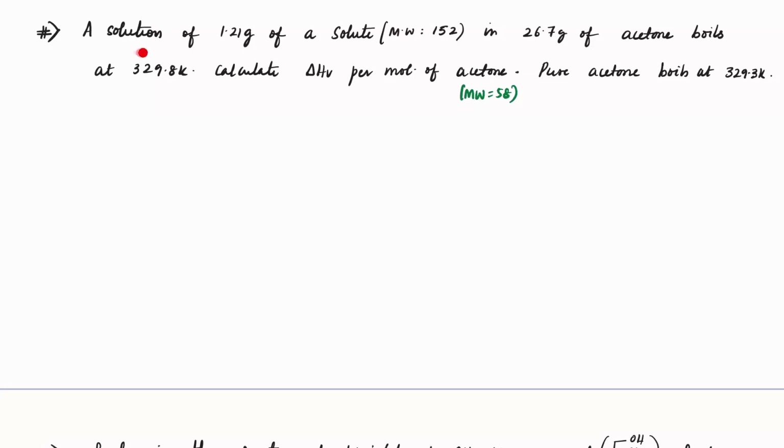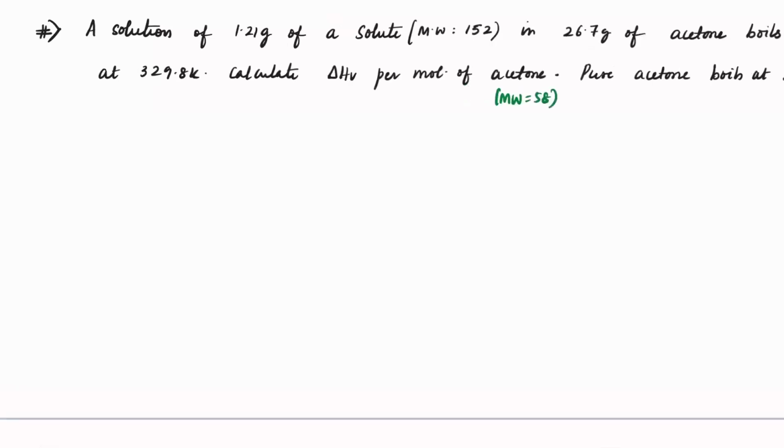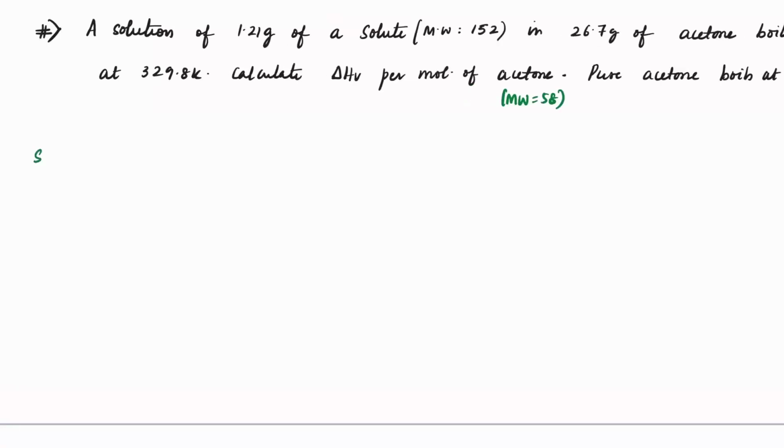A solution of 1.21 grams of solute in 26.7 grams of acetone boils at this temperature. So delta Tb is what we need to calculate. So therefore, let me directly write that value here. Delta Tb, correct. So that is equal to Kb into molality. The solute does not ionize. If there was anything about ionization, those values will be given to you.